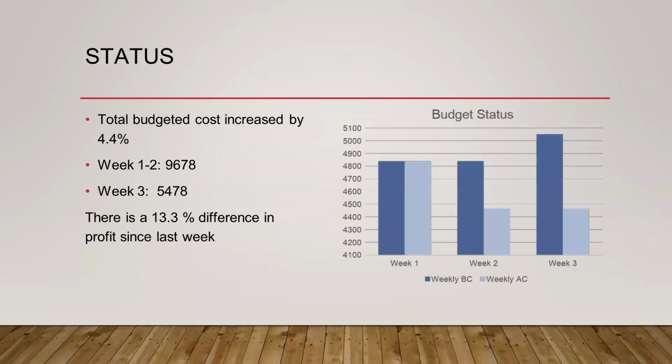Our status, around week 1, the first week, and the second week, we saw the numbers at 9,678, and then by week 3 it decreased to 5,478. We do realize that there is a 13.3 difference in profit between the weeks. Next slide.